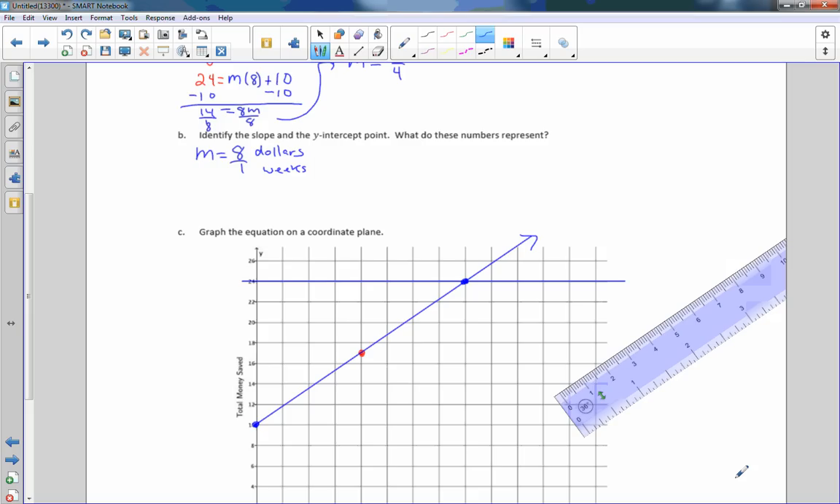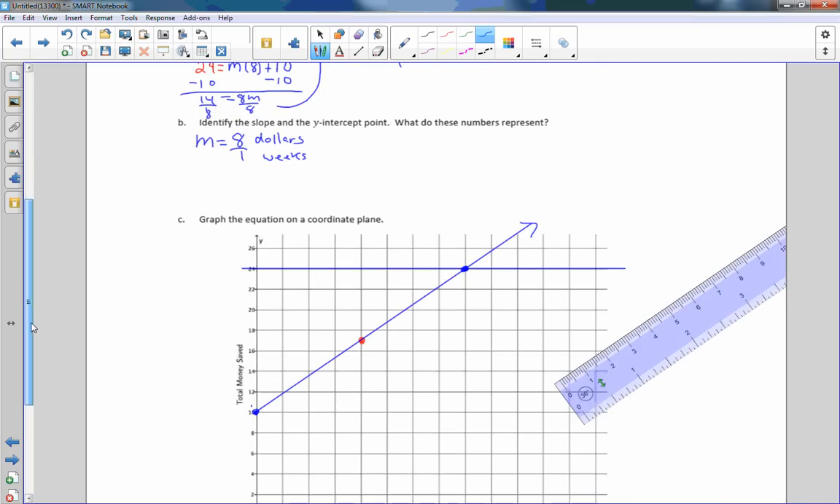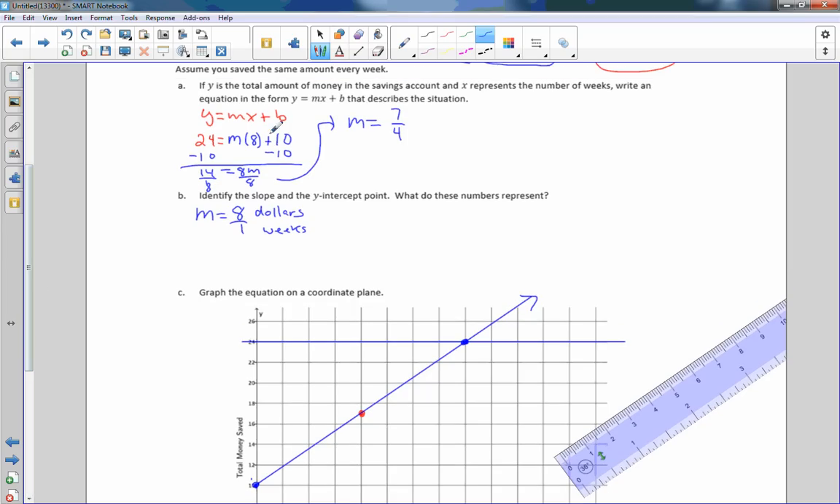Okay, notice I did not draw the line here because we can't go backwards in time. So this isn't really a line, this is a ray, but we could go the other direction, but in the context of the problem, it really doesn't make sense. So I'm just going to leave that as a ray rather than a line. So we're not going to go less than 0 weeks. Okay, so there's the graph of the line. So our slope was 8, and our y-intercept point was 0, 10. So 0, 10 represents the money the bank gave us when we opened the account.